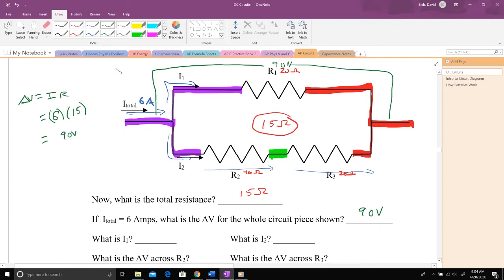That's the trick. Hey, what's the current now in this top branch? Now that I know the delta V from purple to red, which I solved by using the whole region, I can use that same delta V for just this branch. Looking at just the top branch, delta V is IR. So my delta V, 90 volts, is going to be the current through the top branch times the resistance of just the top branch. So I'm using that to find the current through just the top branch.